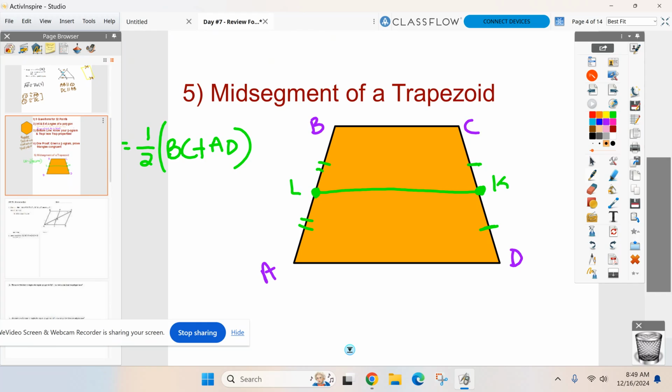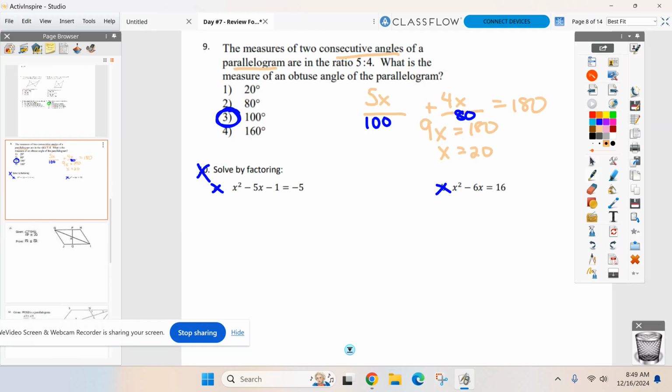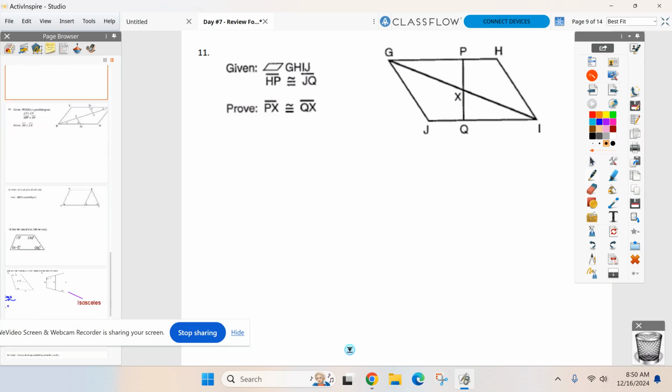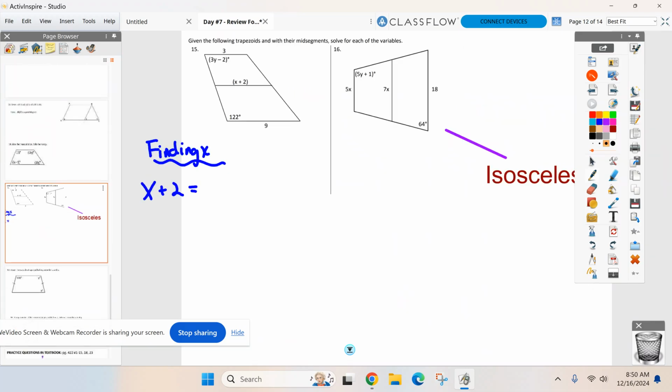Okay, what are the bases in this problem? 9 and 3. All right, so finish the equation. X plus 2 is equal to what? One half of 9 plus 3. Sum of the bases, cut in half. Keep going. One half of 12. X plus 2 is equal to 6, and then we go from there.